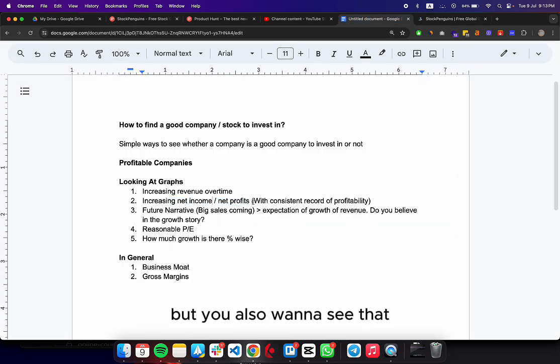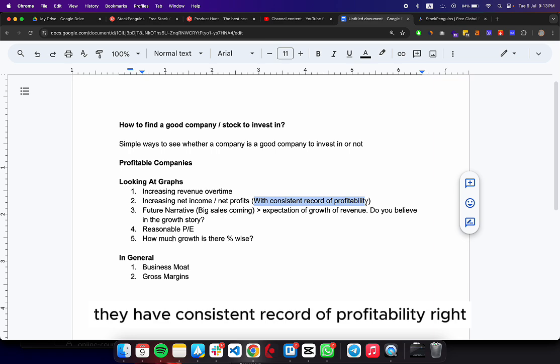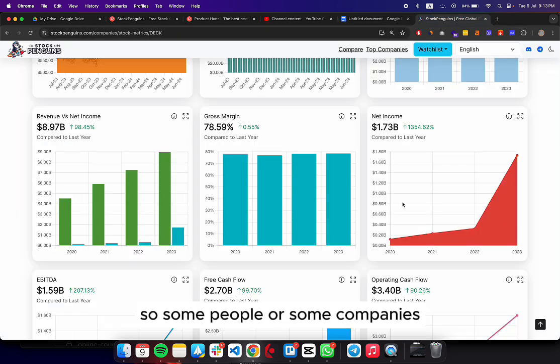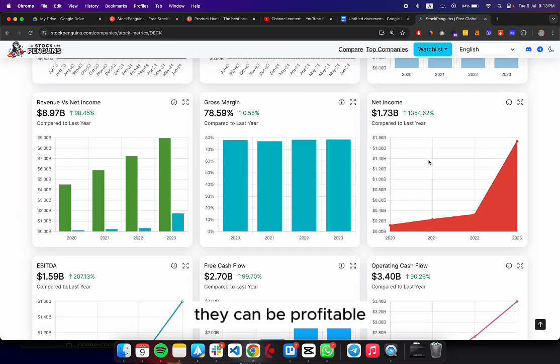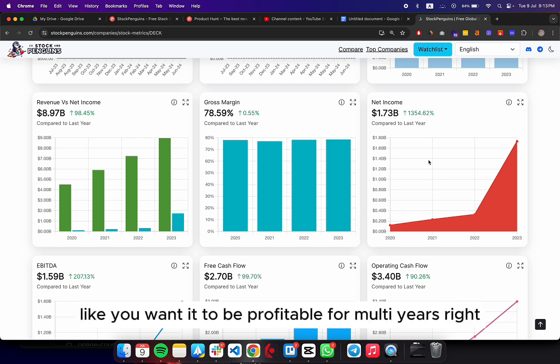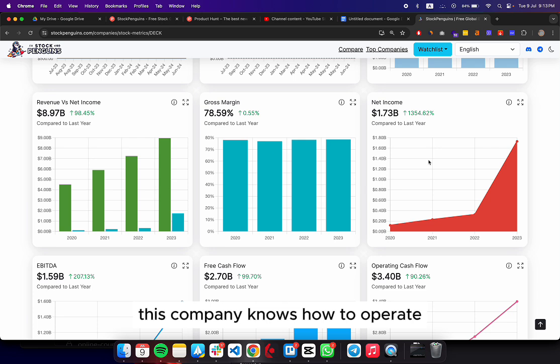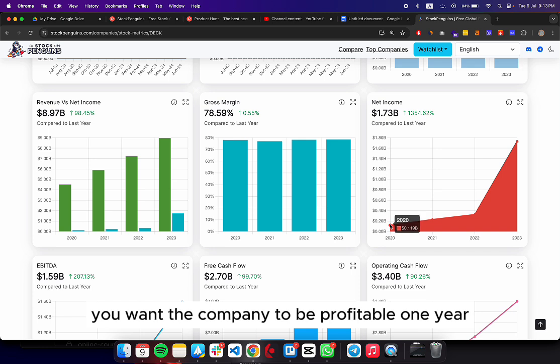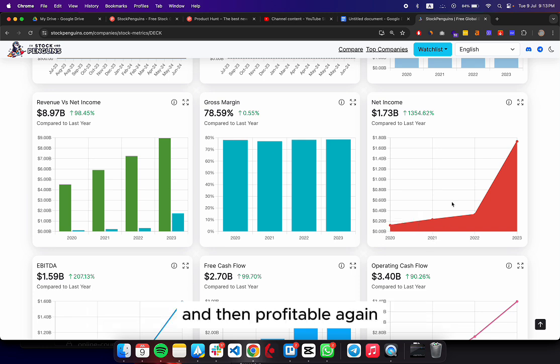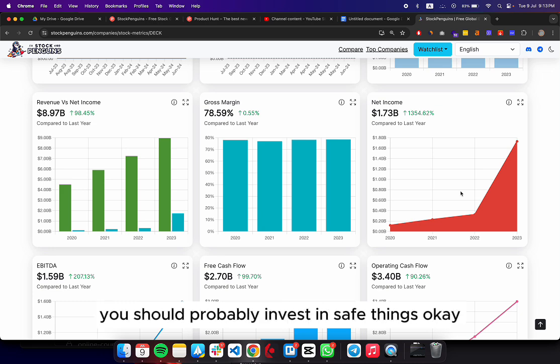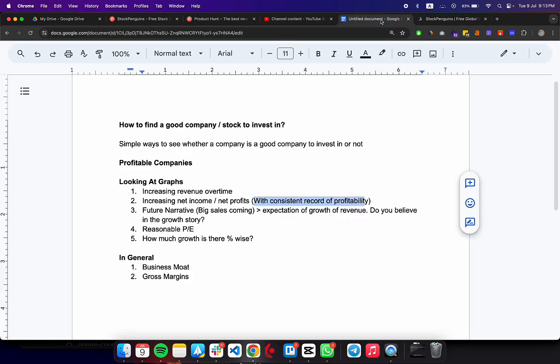All right. But you also want to see that they have a consistent record of profitability, right? Some companies can be profitable, but they're only profitable for 1 year. You want it to be profitable for multiple years, right? You want to make sure that this company knows how to operate their finances, right? You don't want the company to be profitable 1 year and then not profitable the other and then profitable again. You don't want a roller coaster, okay? You want to invest in safe things because this is your hard-earned money. So you probably should look into that, right? You should probably invest in safe things, okay?